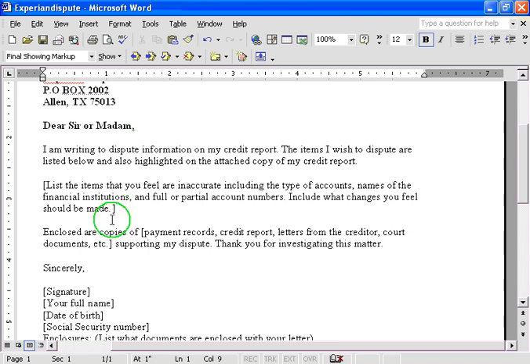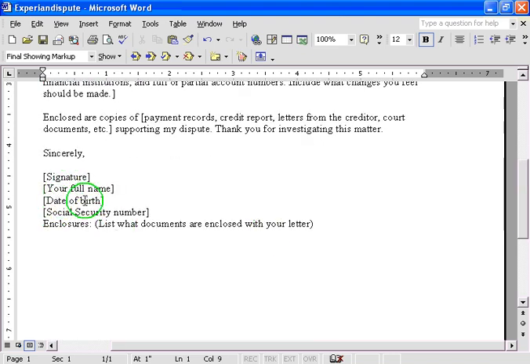And be also sure to include copies of verification such as your payment records, your credit report, letters from the creditor, court documents, etc. supporting any dispute. And sincerely put your signature, sign it, your full name, date of birth, social security number, and enclosures. List what documents are enclosed with your letter.